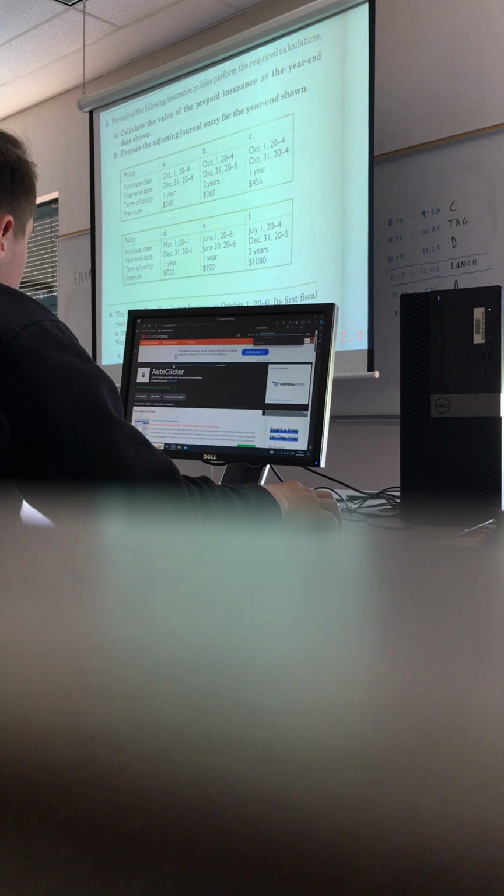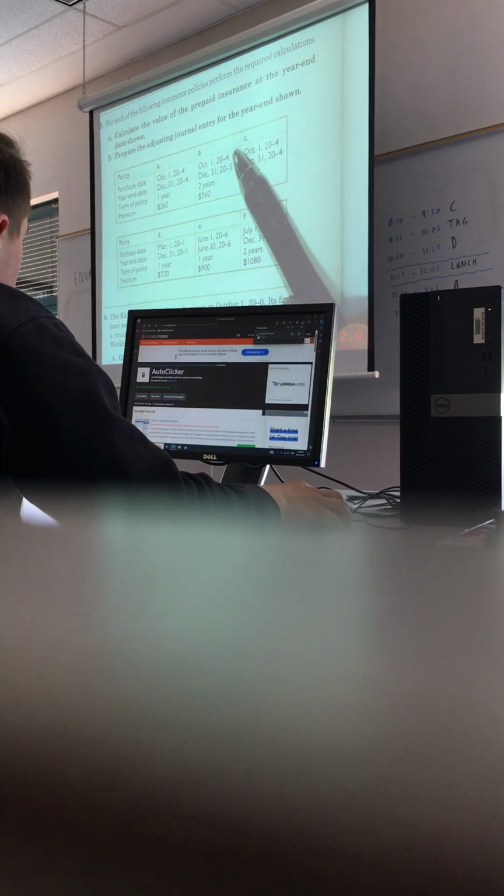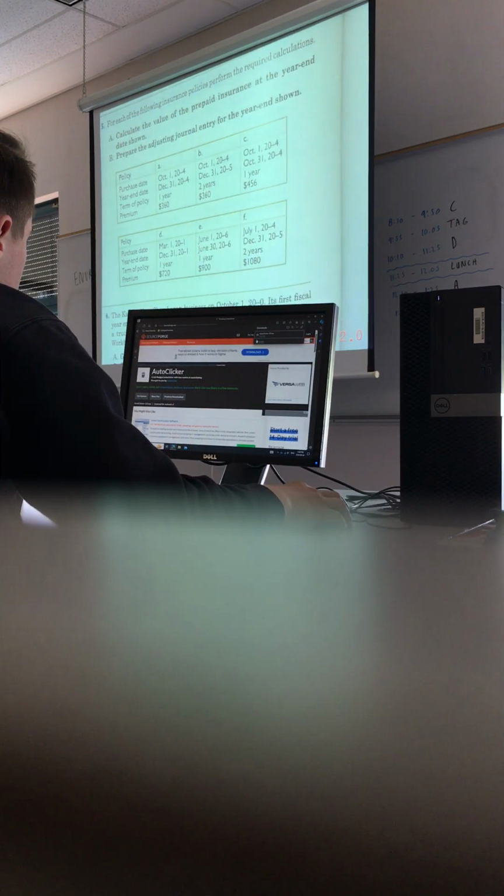Okay, the next one is trickier because you bought this policy in year 4, but you're doing the adjusting journal entry for year 5. But this is a 2-year policy, so it's worth 24 months, not 12. So a couple little curveballs there. If we look at our table here, this part's correct.